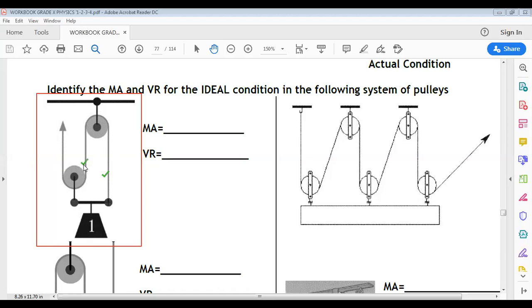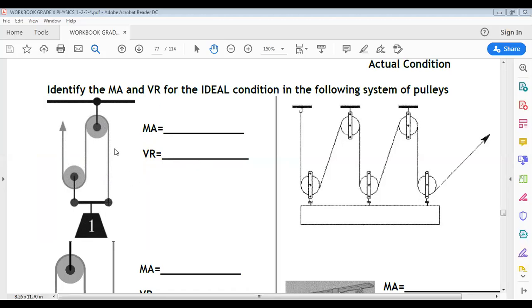So even this and this are supporting the movable block. So how many are there? In fact, there are three strings supporting, because this is divided into two. So what is the MA and VR? You will find that the MA and VR is coming out to be 3, because there are three strings directly supporting the movable block. So how much is the MA and VR of this system? 3, 3.